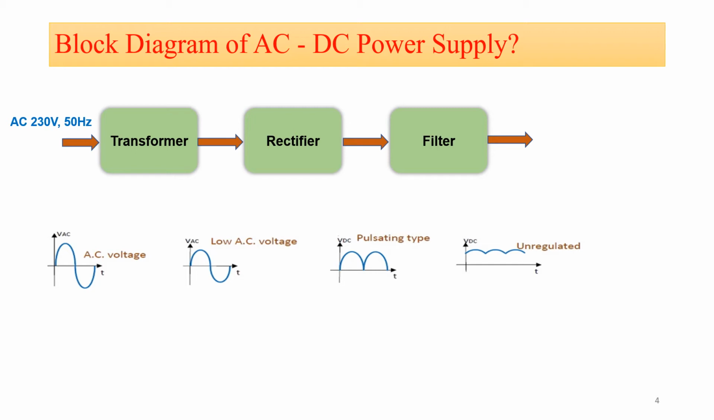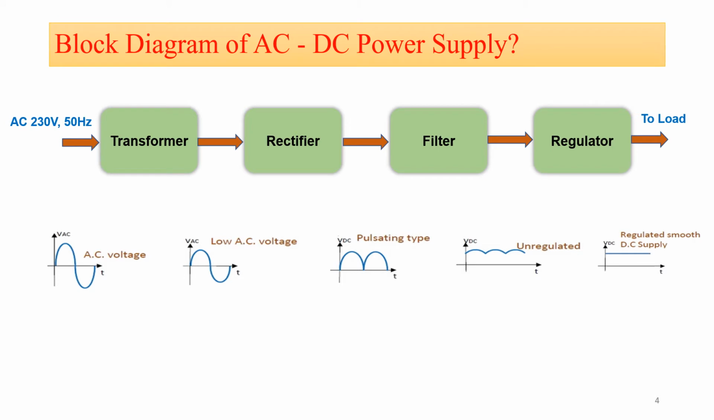Now if you observe the fourth waveform, that indicates the output of your filter. It is pure DC, but it is unregulated. So our next objective is to convert our unregulated power supply into a regulated power supply. Now how to convert this unregulated power supply into a regulated power supply? First of all, you can use a regulator. Now which different types of regulators are available? First, you can use a Zener diode as a voltage regulator. Then you can use 3-pin ICs, that is the 78 series and 79 series ICs, to convert our unregulated power supply into a regulated power supply.